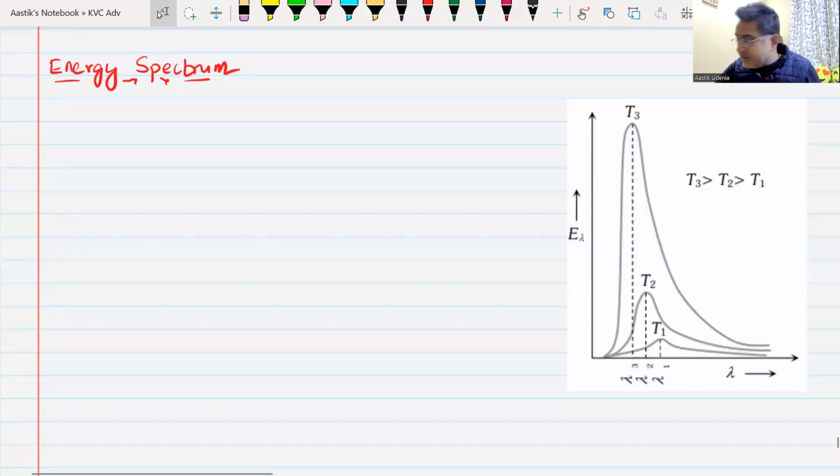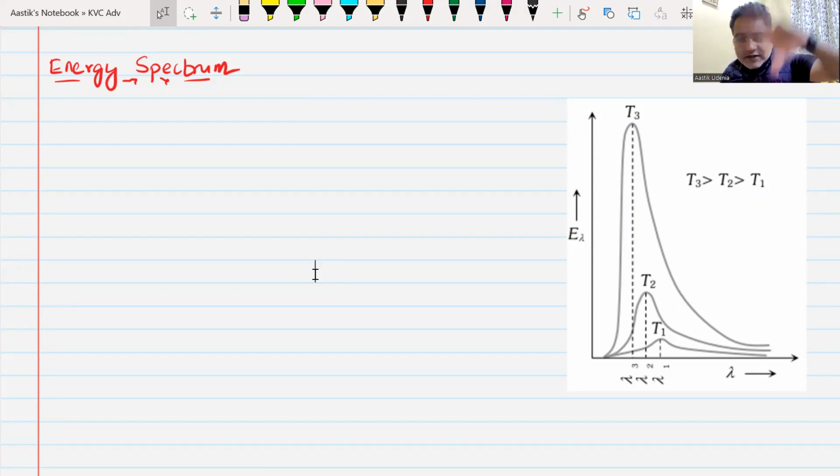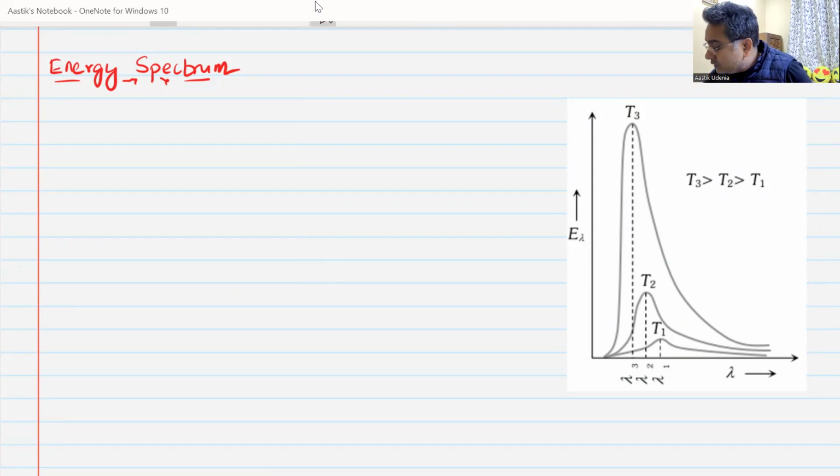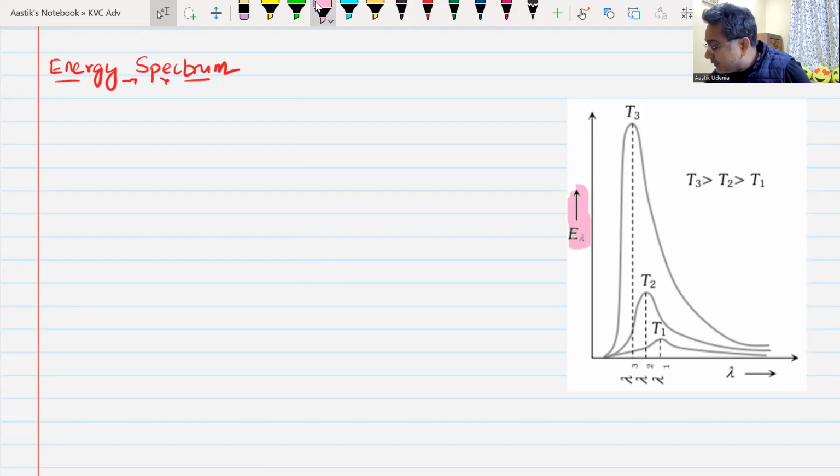graph that you get. So basically what they have studied, name of the scientist is Langley and Lummer. So if you have a black body, and if you heat up this black body at different temperatures, they have plotted how much energy of which radiation is emitted by that body. You can see on the y-axis we have E lambda, and on the x-axis we have lambda. So I have plotted a graph between E lambda and lambda at different temperatures.